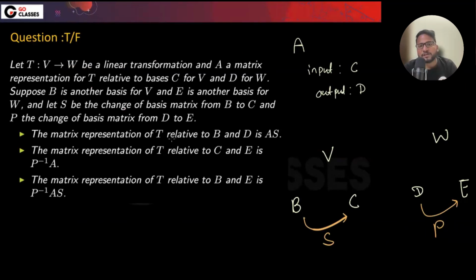The matrix representation of T relative to B and D. So they want something like this. If you already have from here to here, you already have capital A, right? They want from here to here. Will it be A into S, or S into A? Can you just check if it is true? Just check this question and let me know if the first one is true, or the second one, like that.